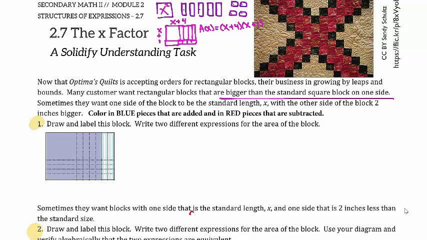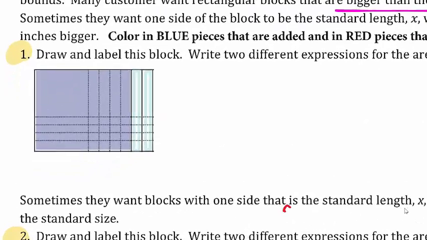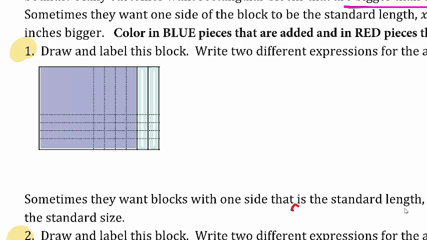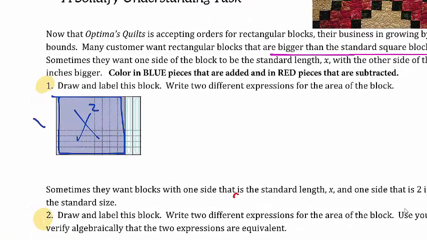But sometimes they want one side of the block to be the standard length x, with the other side of the block to be bigger. Color in blue pieces that are added and red pieces that are subtracted. So ignore all the little lines. This just helped the person draw this. This is the standard quilt x squared. And they wanted one side to stay x, but they wanted to add 2 inches on the other side. So this side becomes an x length plus 2.